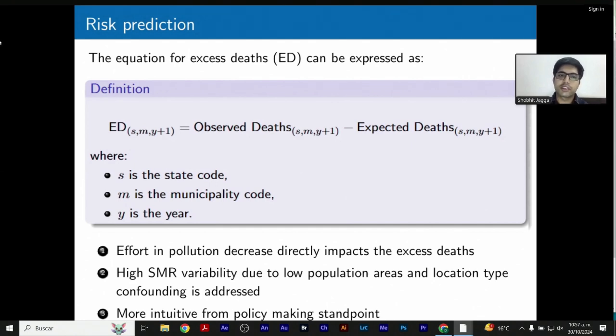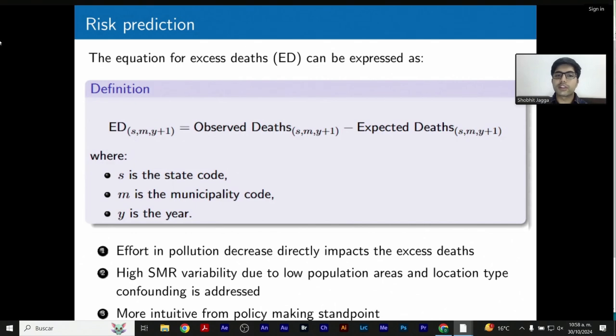I choose the difference of observed minus expected deaths instead of the ratio as we do in SMR calculations because, firstly, any effort in pollution decrease for any emission source, stationary risk source, or water source does not depend on the population in an area, and it directly reduces the excess deaths. So, considering the percentage decrease of deaths by such efforts can lead us to wrongly allocate our funds.